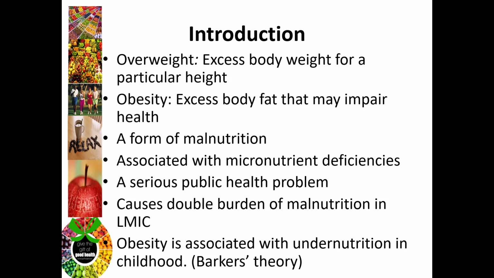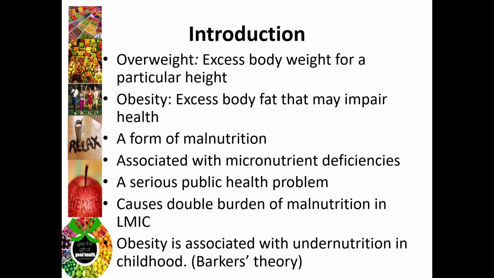But in Nigeria and other low and middle income countries, we have a triple burden of malnutrition, not just double. The underweight, micronutrient deficiencies, and now obesity. So that brings us to triple. But if you want to discuss it as double, then you can say undernutrition and overnutrition or obesity.